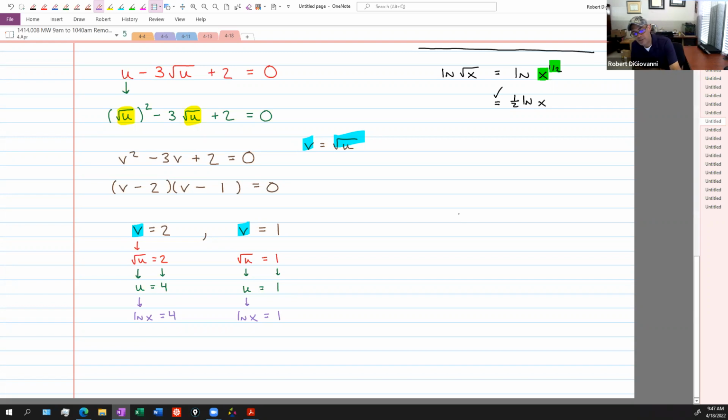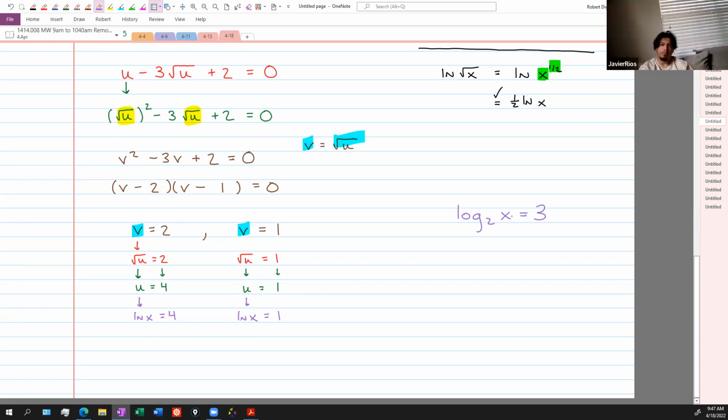So let me ask you this. What if I did this? Log base 2 of x equals 3. How would you solve this? How would you solve for x here? The loop, right? Okay. So how would you solve these? Think about the loop on these. What's the base of those logs? E and E, right? So do your loop.